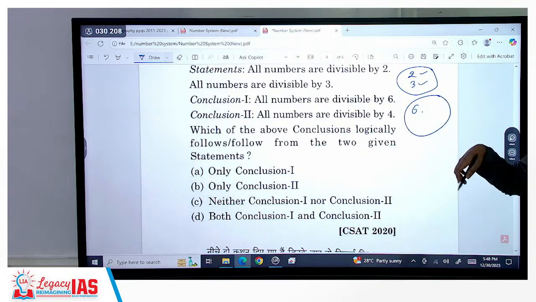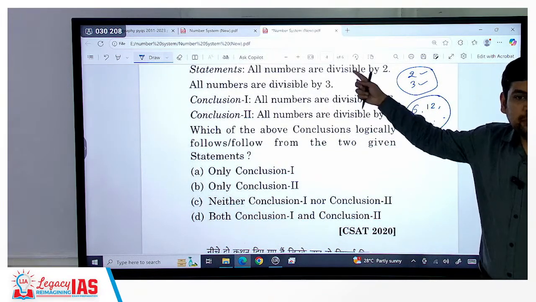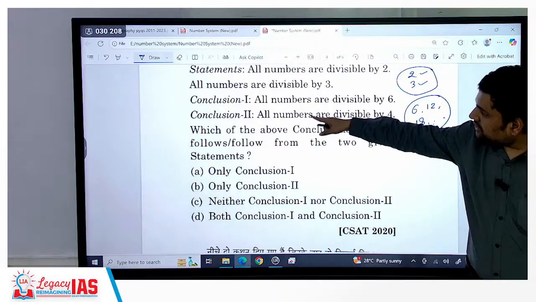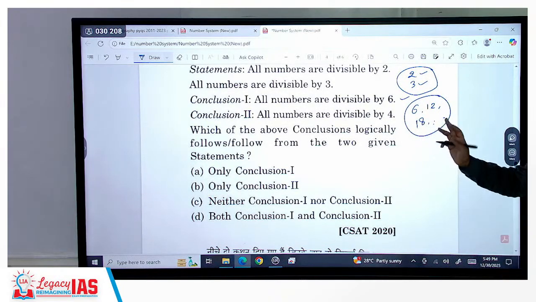Then next number, what do you think? It will have 12 by 2 and 3 both. Then it will have 18. So you are understanding this will all be multiples of 6, because this is the divisibility rule of 6. Divisible by 2, divisible by 3. Conclusion 1, all numbers are divisible by 6. Yes, in this world we are getting multiples of 6.